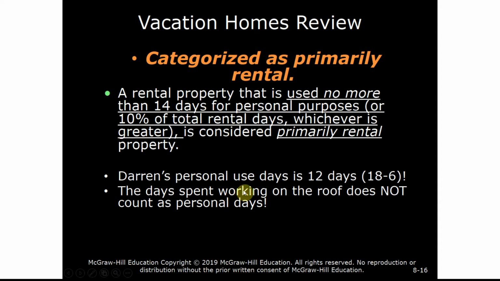We don't count those as personal use. Therefore, the personal use for Darren was only 12 days. And since 12 is less than the greater of 10% of rental days or 14 days in this case, this property is primarily rental. So even if you go up to your vacation home and the children play on the beach and they're using the home, but the taxpayer is busy repairing the home, then those days spent repairing do not count as personal use.